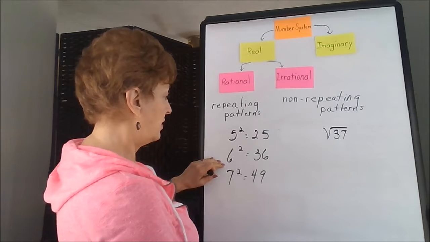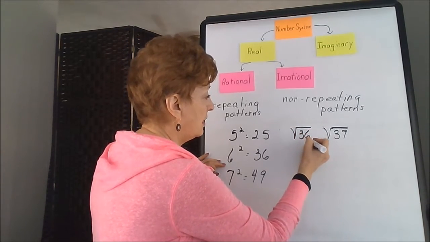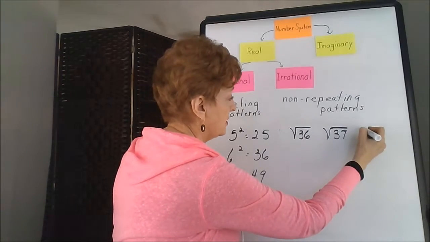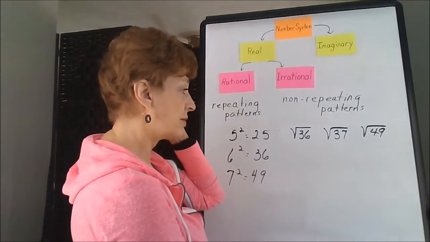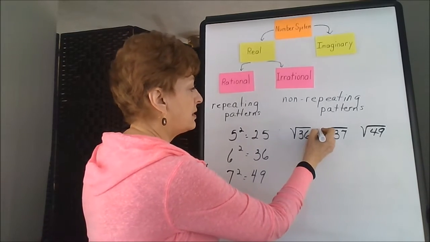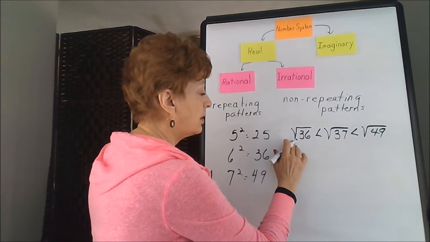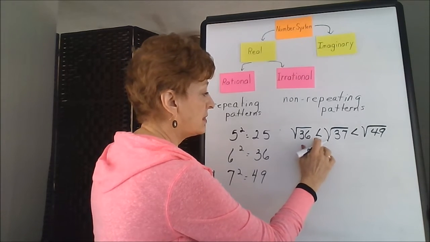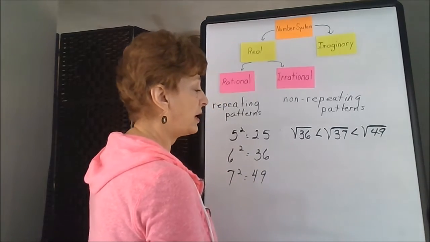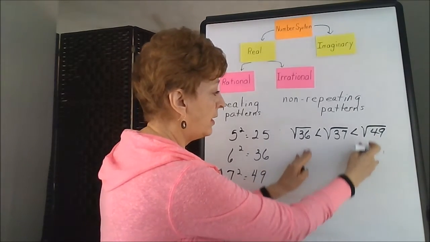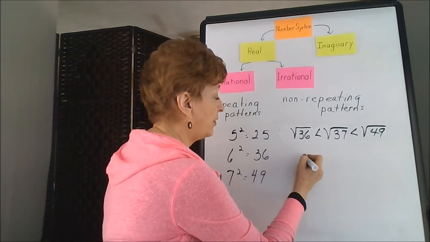Okay, I'm going to use this one, the square root of 36, and the square root of 49. Those seem to be on either side of this 37. So we're going to say that as inequalities, the square root of 36 is less than the square root of 37, which is less than the square root of 49. In this case, we can rename these because these are perfect squares.